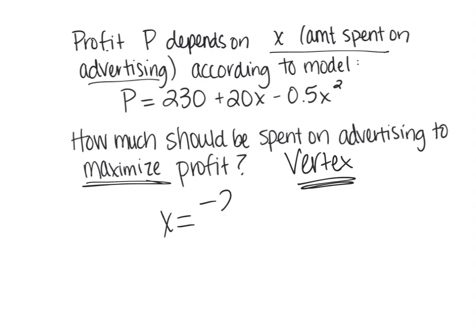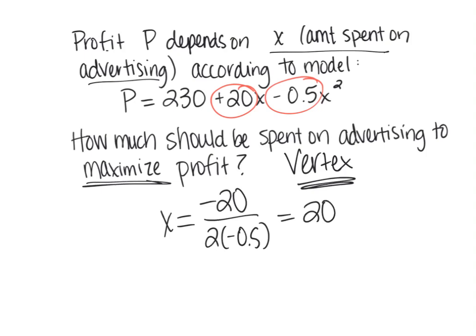So in this case, if I want to maximize, I need to find my vertex. So it'll be negative b. In this case, my b is here at the 20. My a is the negative 0.5. So 2 times negative 0.5. So it looks like my x needs to be 20 here. And when I have an x value of 20, that is telling me how much I should spend on advertising. And that's all that this question was asking for. It wasn't asking for what would be the maximum profit. It said how much should we spend on advertising. I just need the x.